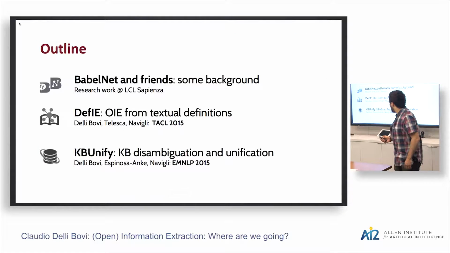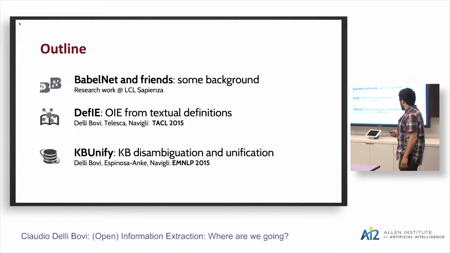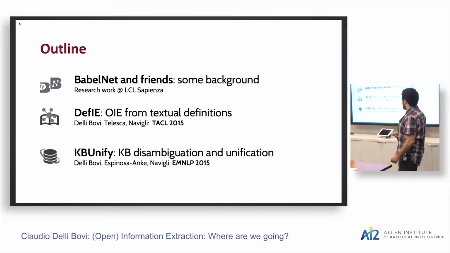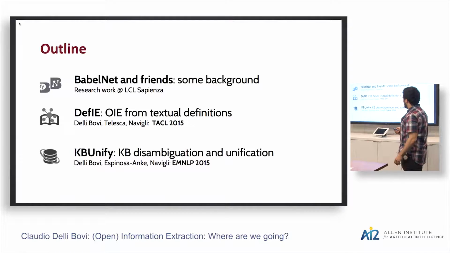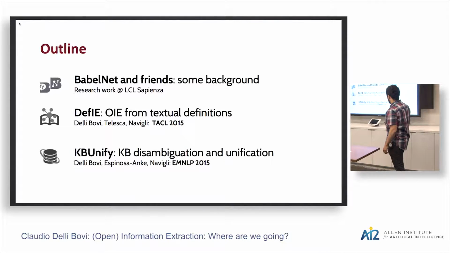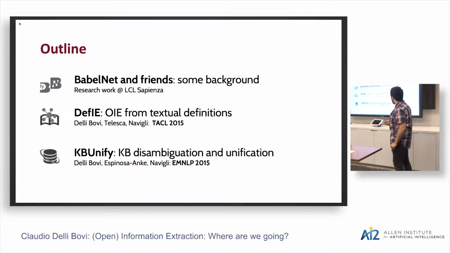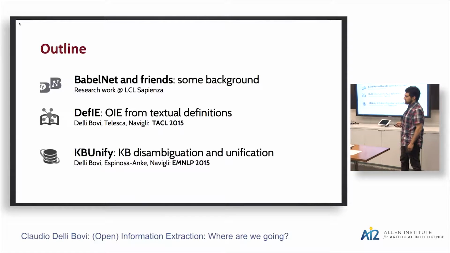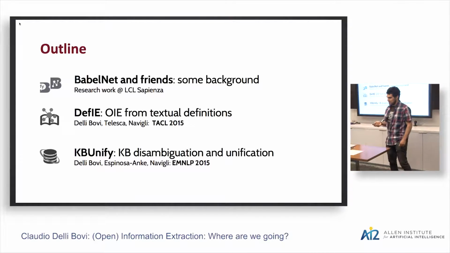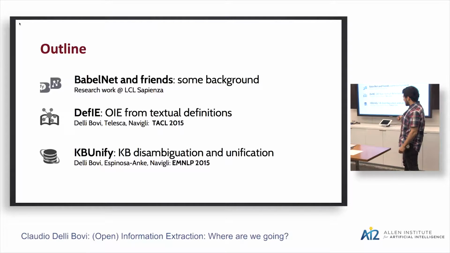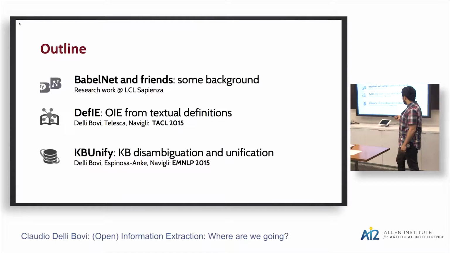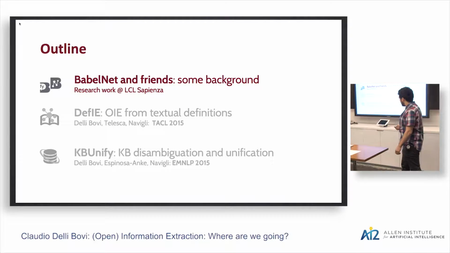So this is how I'm going to split up the talk, roughly. I will start by giving you some background of the work we're doing at Sapienza. This will also help me set up some context for what I'm going to tell you next. And then the two pieces of research that I've done: first, Open Information Extraction from Textual Definitions, which was published in late 2015 in TACL, but that's actually the first work I've done as a PhD. And then KB-Unify, a knowledge-based disambiguation and unification approach, which is a work that we presented at EMNLP last year. All right, so let's dive in.